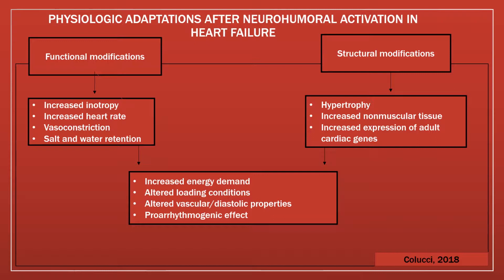and structural modifications. So functional may mean increased inotropy, and that means contraction, increased heart rate, vasoconstriction, salt and water retention. On the other hand, for structural modifications, what happens to the heart? Hypertrophy, increased non-muscular tissue, increased expression of adult cardiac genes, which both lead to increased energy demand, altered loading conditions, altered vascular and diastolic properties, and pro-arrhythmic myogenic effect.